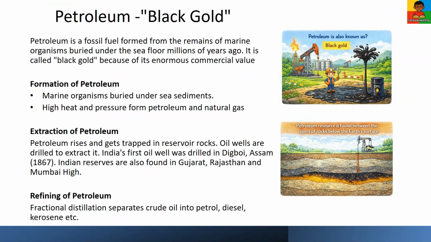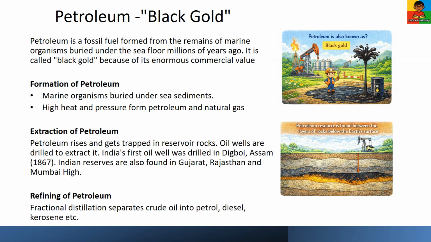Petroleum is a fossil fuel formed from the remains of marine organisms buried under the seafloor millions of years ago. It is called black gold because of its enormous commercial value. Marine organisms are buried under sea sediments, and high heat and pressure form petroleum and natural gas. Petroleum rises and gets trapped in reservoir rocks, and oil wells are drilled to extract it. India's first oil well was drilled in Digboi, Assam in 1867. Indian reserves are also found in Gujarat, Rajasthan, and Mumbai High.